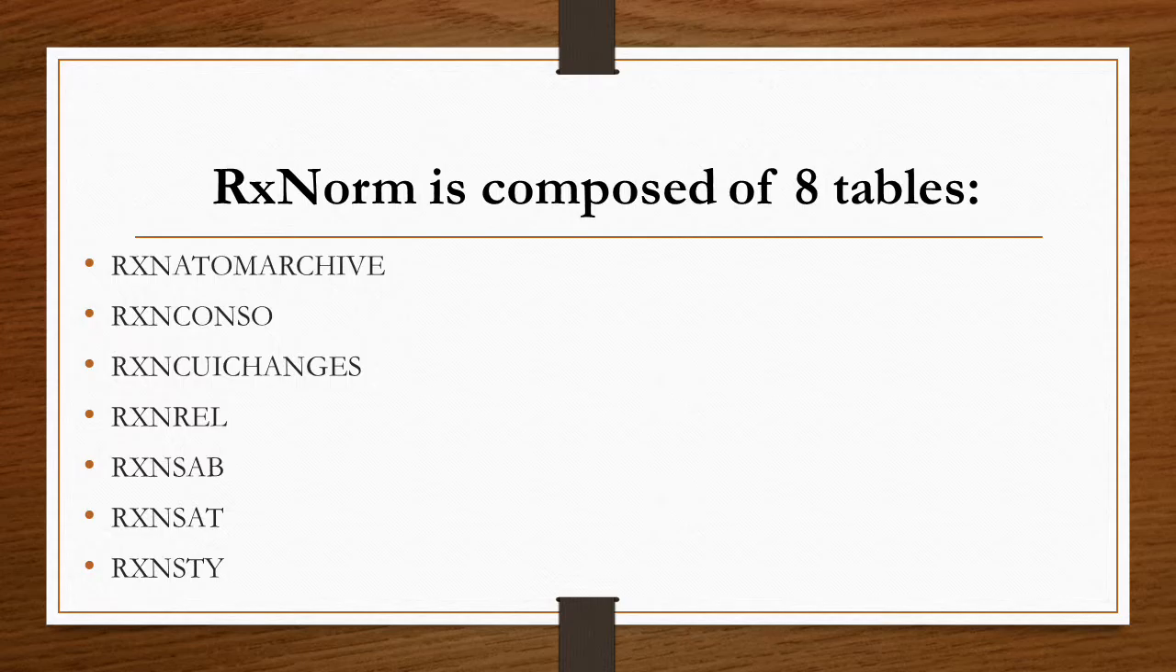Next is RXNREL, a table of relationships between two entities. For example, Amoxil and amoxicillin are included in a table with the relationship "is a brand of" included in the row of information. And then RXNSAB, RXNSAT, and RXNSTY.